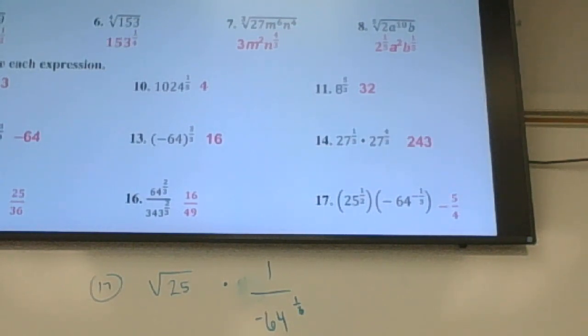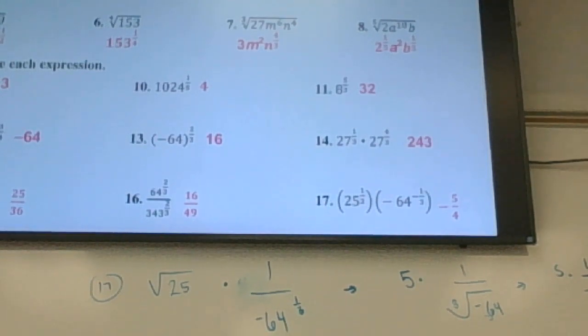You did that, Jackson? So the square root of 25 is 5. And now I'm going to rewrite this in radical form. The cube root of negative 64. And so the cube root of negative 64 is negative 4, giving you negative 5 over 4.